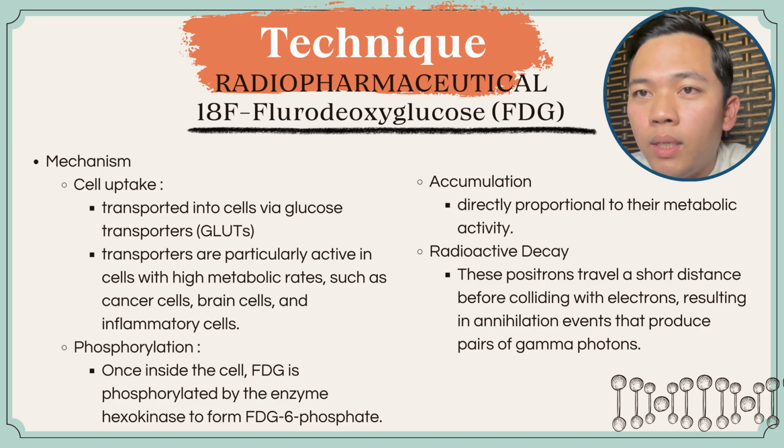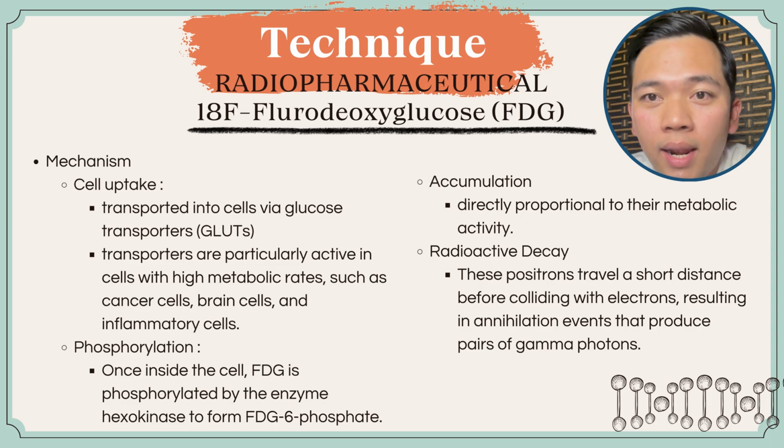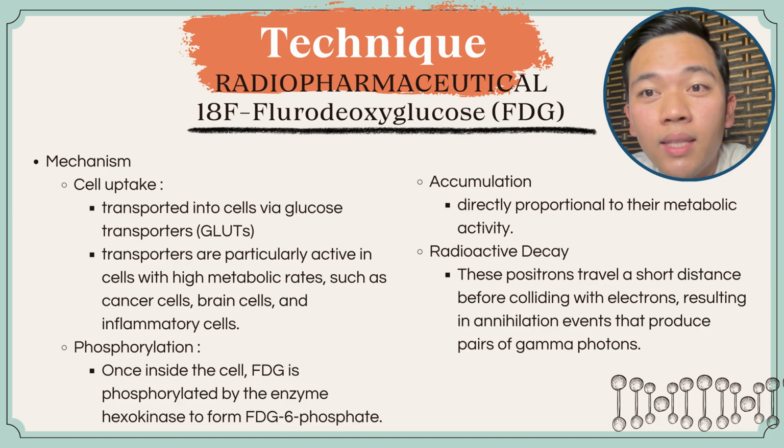So now I want to explain the mechanism of cell uptake. First, let's discuss how 18F-FDG enters cells. FDG is transported into the cell via glucose transporters, which are proteins that facilitate glucose entry into cells. These transporters are particularly active in cells with a high metabolic rate, such as cancer cells, brain cells, and inflammatory cells.